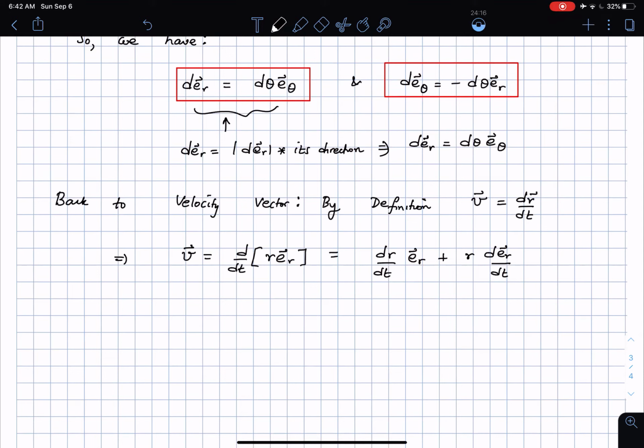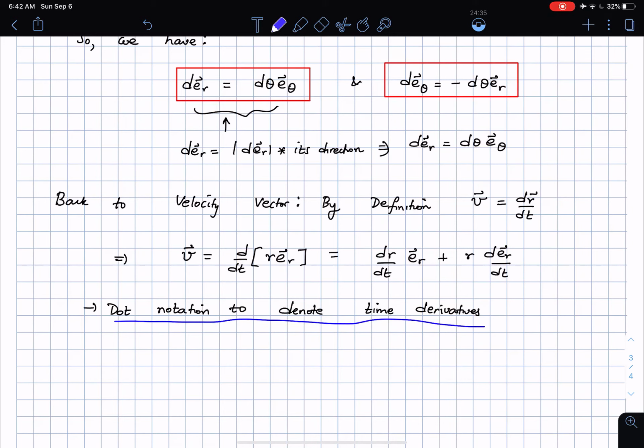We shall use the dot notation to denote time derivatives. So keep this in mind: whenever you see a single dot, we have a single derivative with respect to time. Two dots imply two derivatives with respect to time.